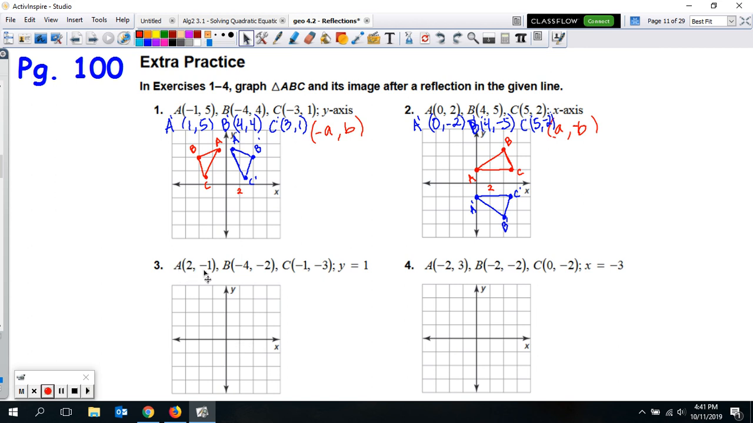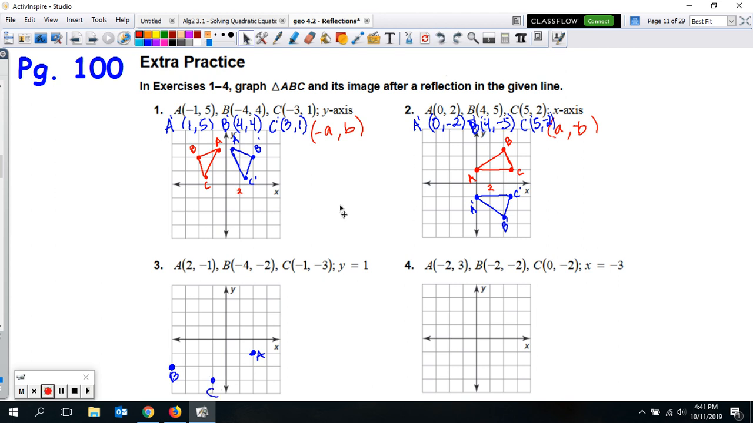So A is going to be (2, -1). So (2, -1) will be right down in here. And then B, (-4, -2): 4 to the left, and then 2 down. B is going to be over here on the side in that third quadrant. And then (-1, -3) down here for C. All right, so down a little lower than that. There it is. That point right there, (-1, -3): 1 to the left, down 3 units, and down there for C.